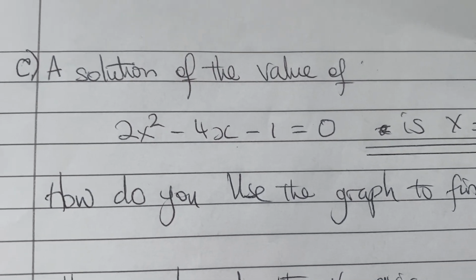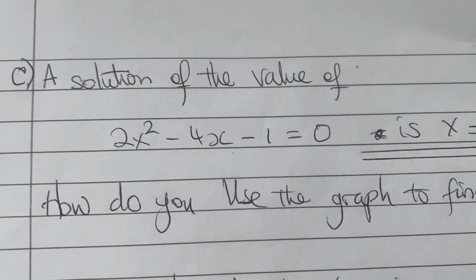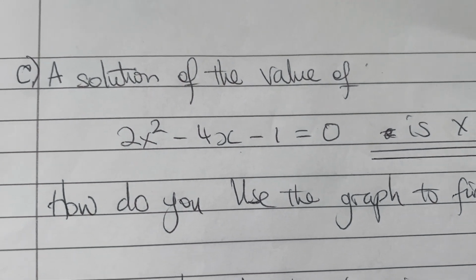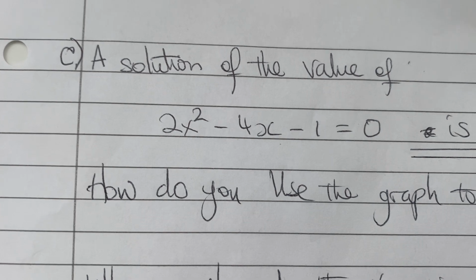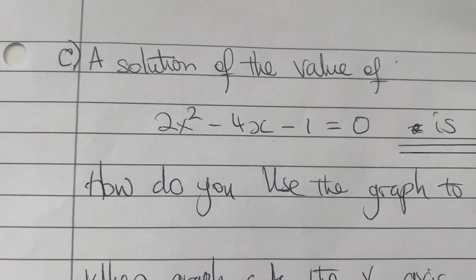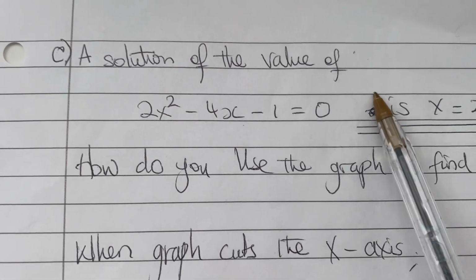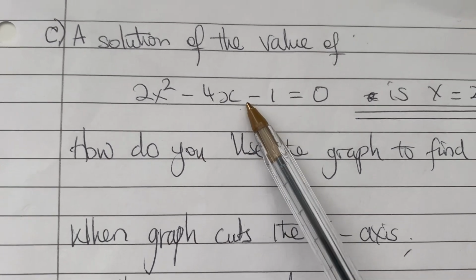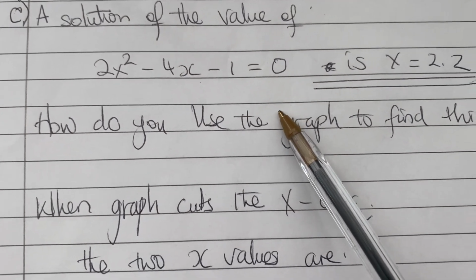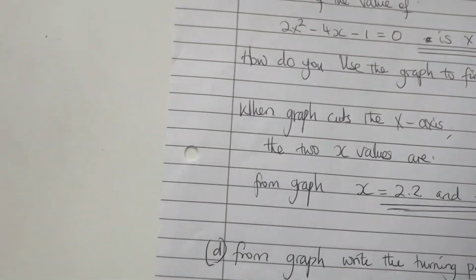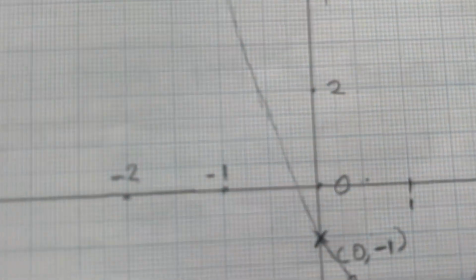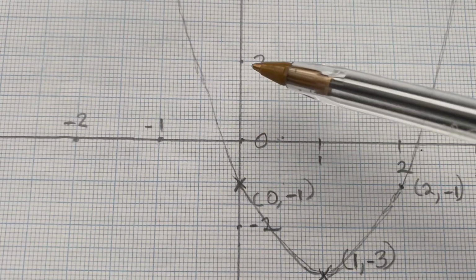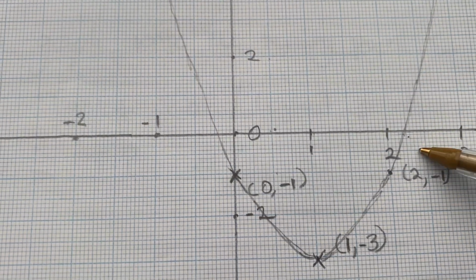Graph work, it collects a lot of marks. You can take a lot of marks. So I would rather spend that time doing the graph work. Okay, a solution of the value. So this is your graph you've drawn when it's 0. Okay, so you come here on the x-axis, the graph will be 0. So this is 1 point here, and that is the other point.